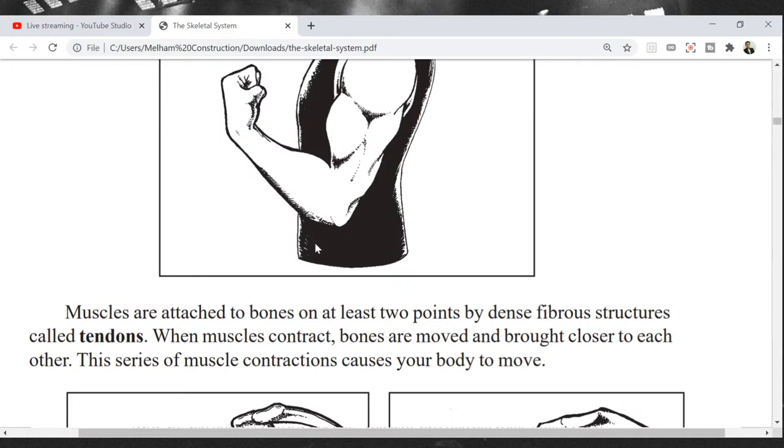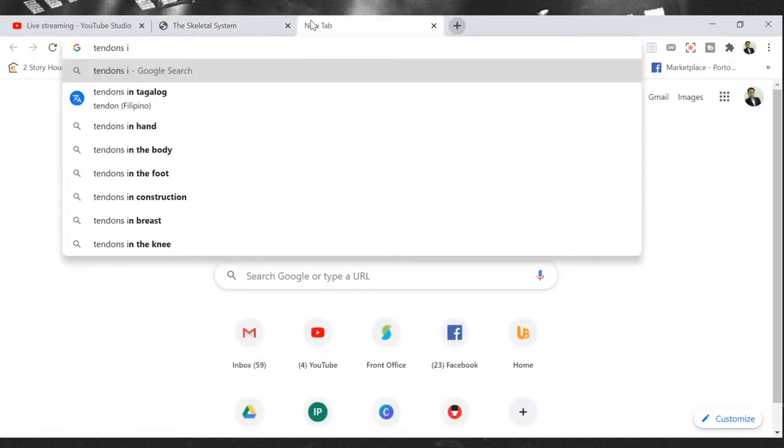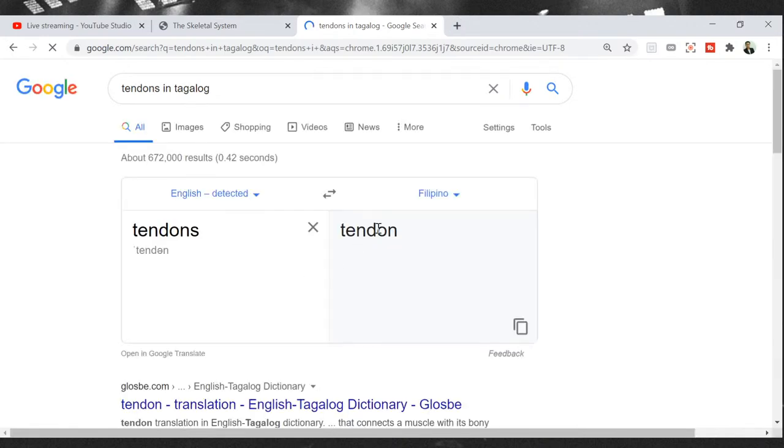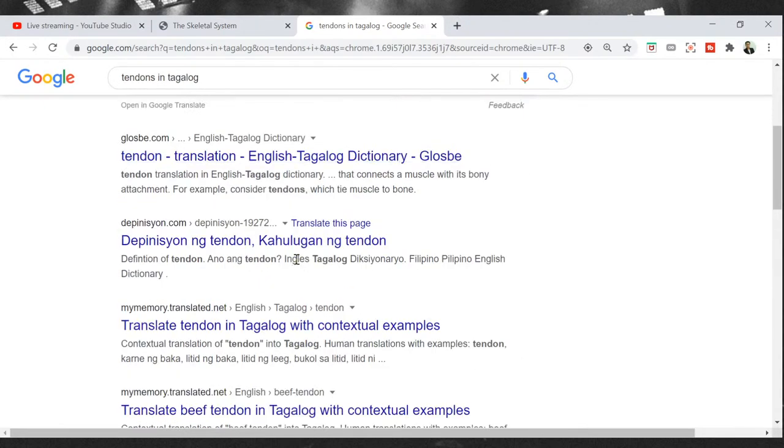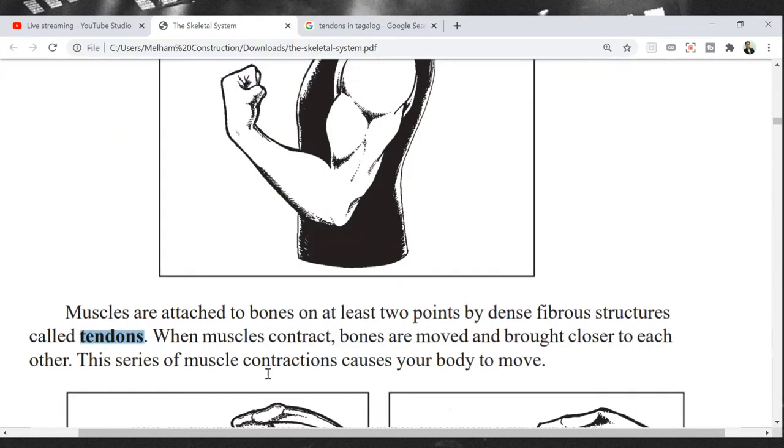So, muscles are attached to bones on at least two points by dense fibrous structures called tendons. Ano ba yung Tagalog ng tendons? Tendon din. When muscles contract, bones are moved and brought closer to each other. Try mong iganan yung kamay mo, mag-fist. Diba? Nagiging close yung mga bones. This series of muscle contractions causes your body to move.